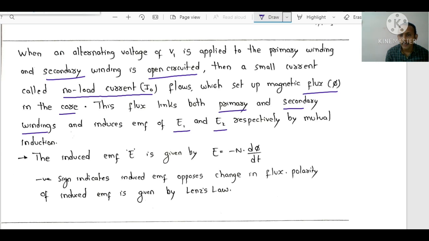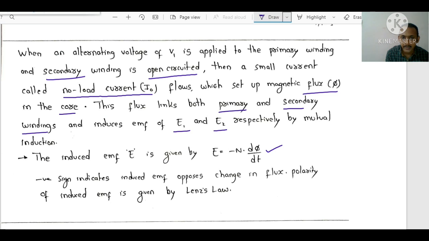Now that induced EMF is given by this very important formula, E equal to minus N. How much voltage will be induced? You may get a doubt. It depends upon the number of turns and the rate of change of flux linking the winding. E equal to minus N into d phi by dt.